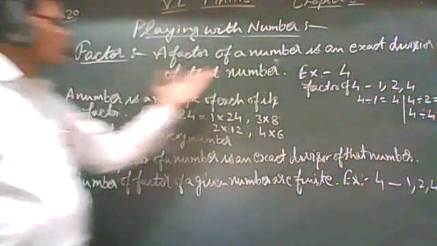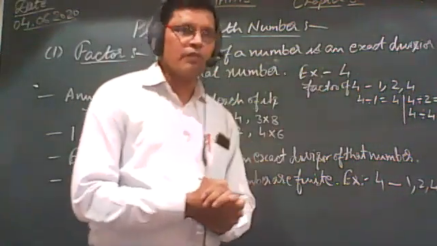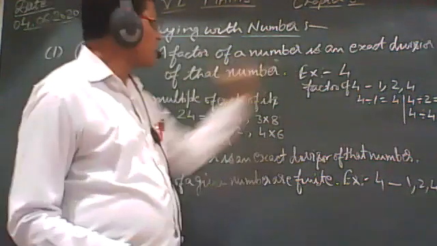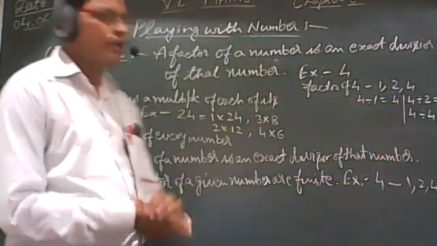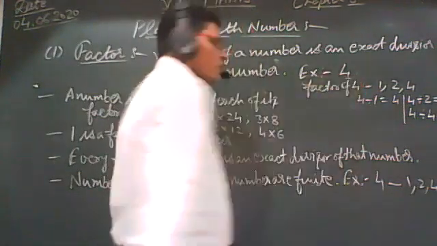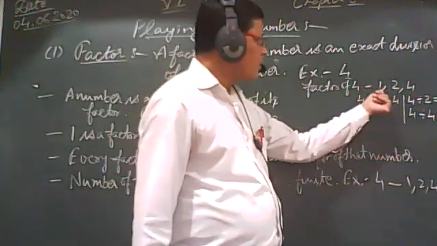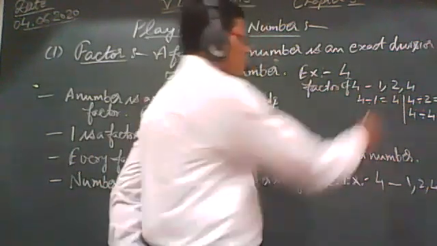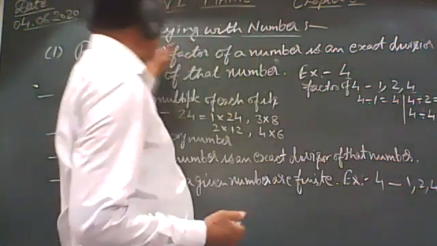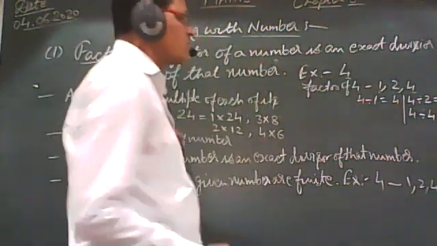A factor of a number is an exact divisor of that number. That means, for example, we take 4. And the factors of 4 are, I will write here, 1, 2, 4, because the definition says a factor of a number is an exact divisor of that number.